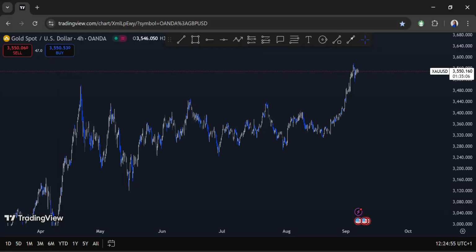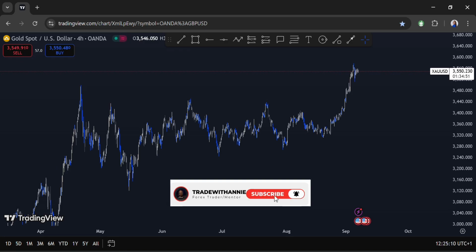When analyzing the market, I make use of four major time frames, which is the 4-hour time frame, the 1-hour time frame, the 45-minute time frame, and the 15 minutes time frame. And I'll explain how I make use of these time frames. So I make use of the 4-hour time frame here.